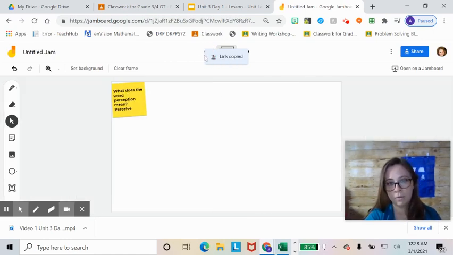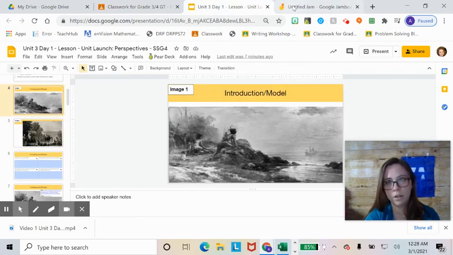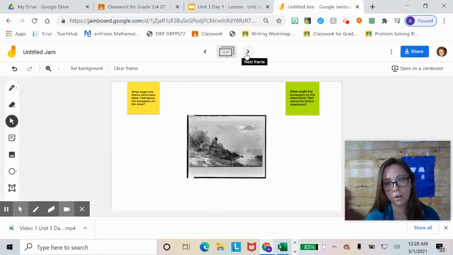I could guide them through instruction by starting the lesson off with, what does the word perception mean? What does it mean to perceive something or have a perception towards something? Then, just as the lesson did, I'm going to move into my pictures, but I'm going to encourage student talk and student collaboration with looking at the picture and answering, what might the Native Americans think or feel about the Europeans on the ships? What might the Europeans on the ships think or feel about the Native Americans?